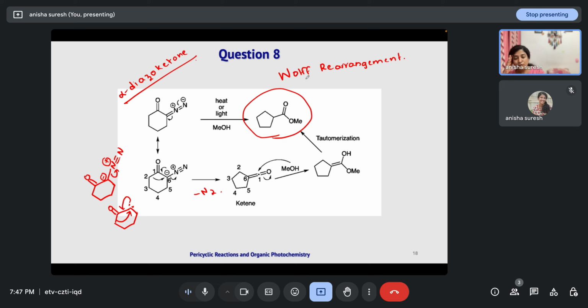So this Wolff rearrangement can either take place under photochemical condition or it can take place under thermal condition as well. Okay.